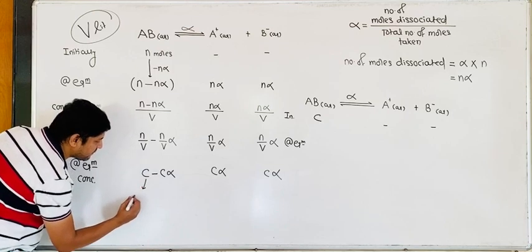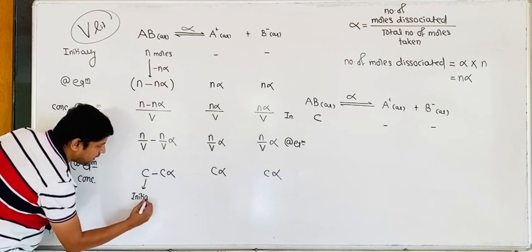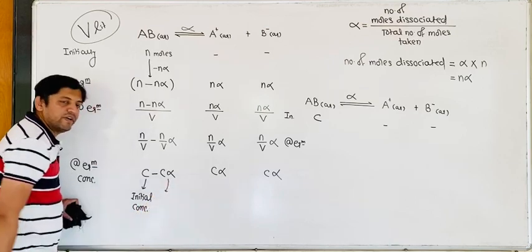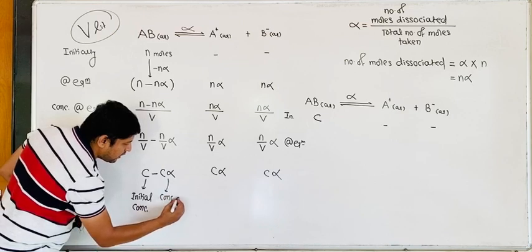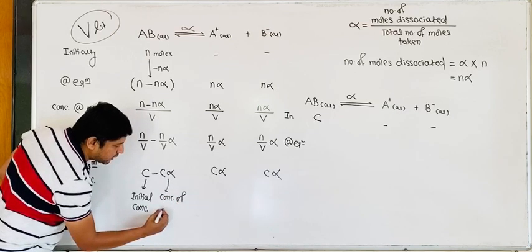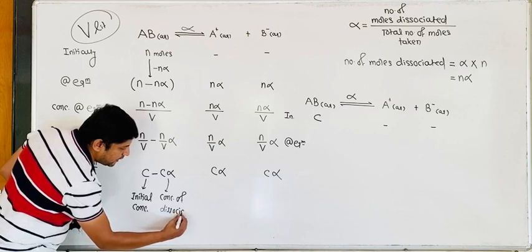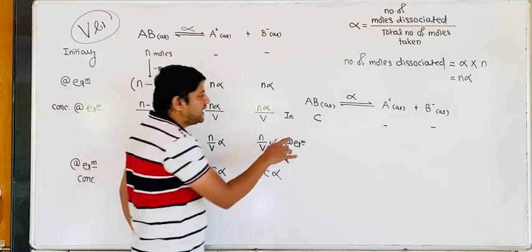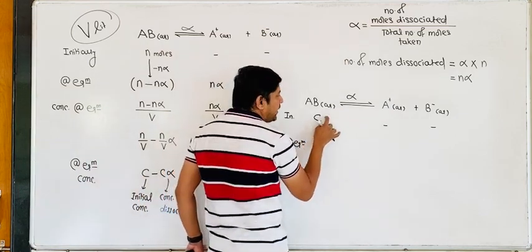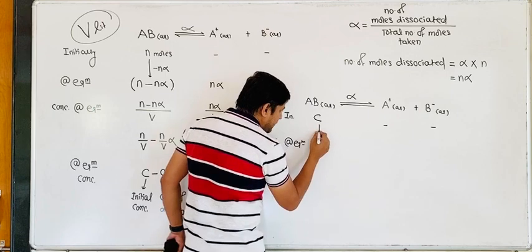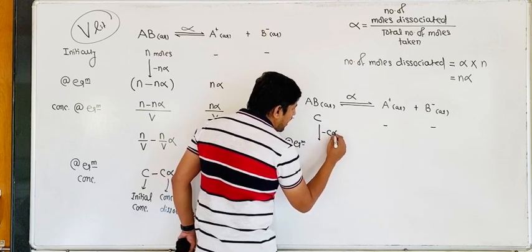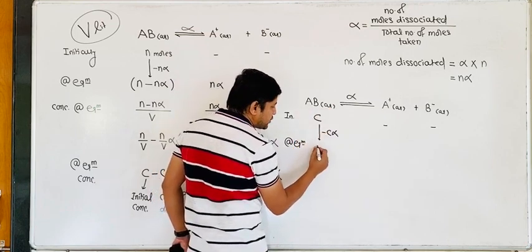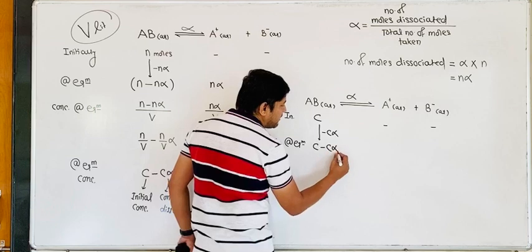It represents the initial concentration. C into alpha represents the concentration of electrolyte dissociated. So if the initial concentration is C, C into alpha is dissociated. Up to equilibrium, C into alpha is dissociated. So the amount of electrolyte AB remaining in aqueous solution is initial minus dissociated, C minus C into alpha.